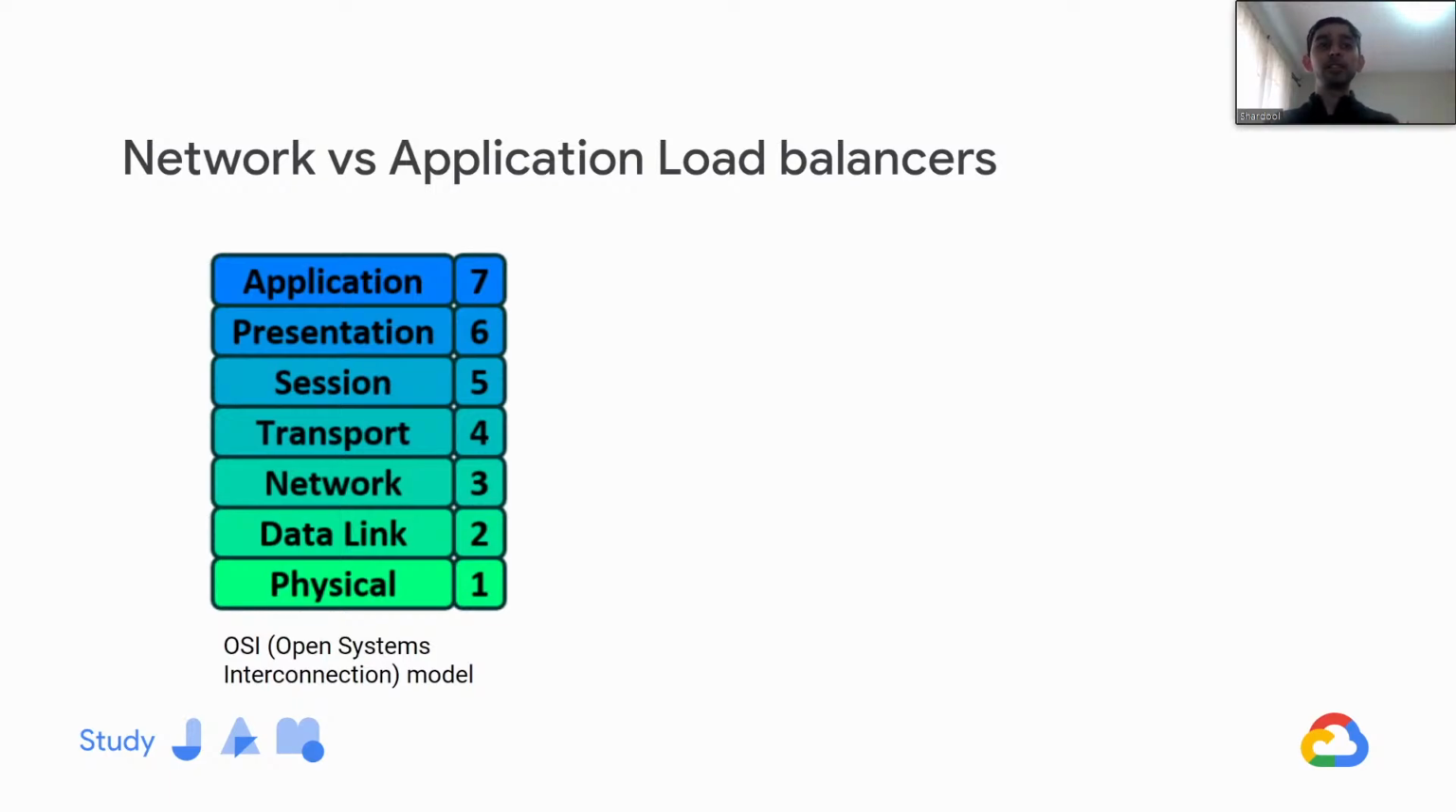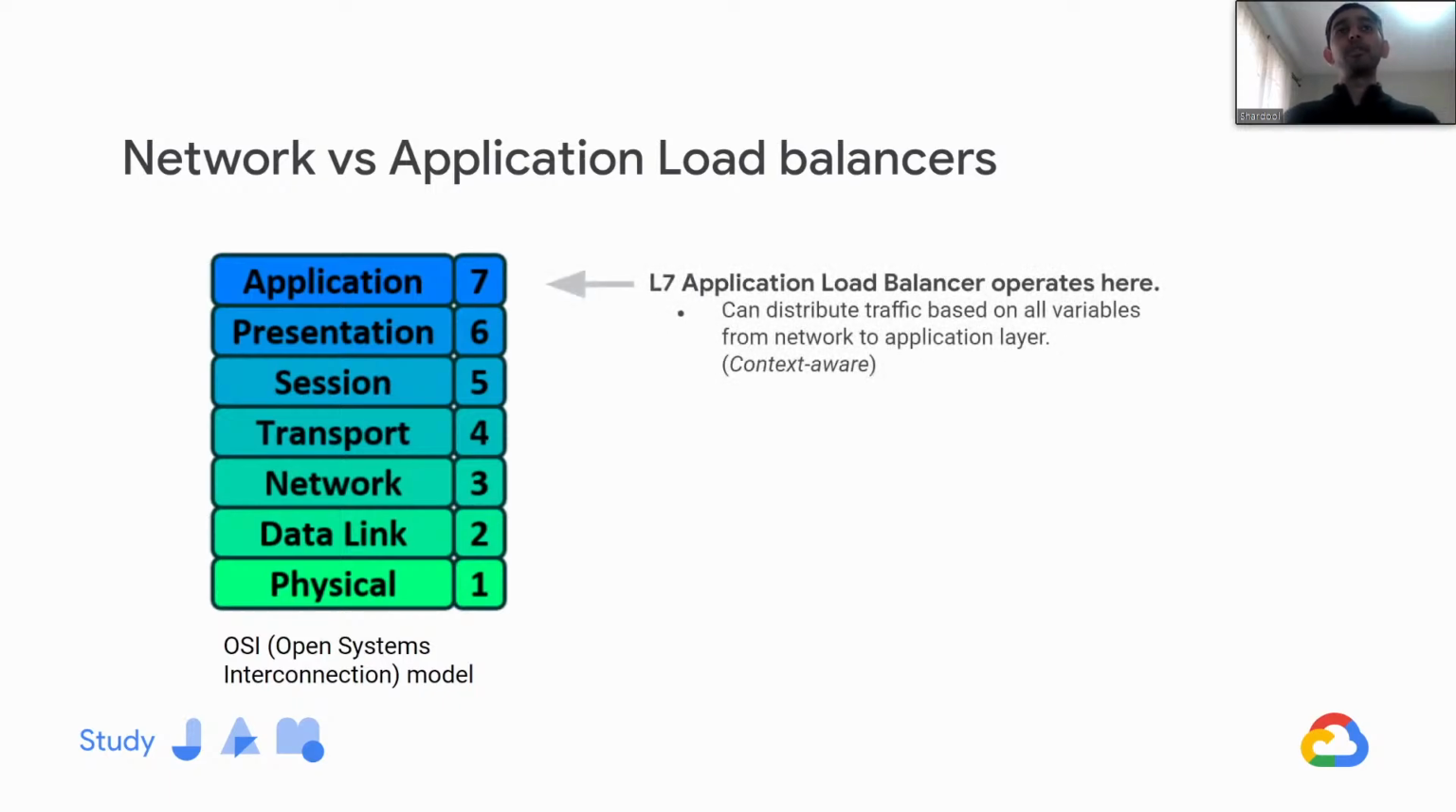So at the bottom, you have your physical layer, then data link, network, transport, session, presentation, and then application. Application is what you usually see. Everything else is abstracted away from you, and you don't necessarily have to interact with that unless you're a developer. But if we're talking about the application load balancer, we usually refer to this as the L7 load balancer, and that operates at the things that you see. So the application layer is where the application load balancer operates.